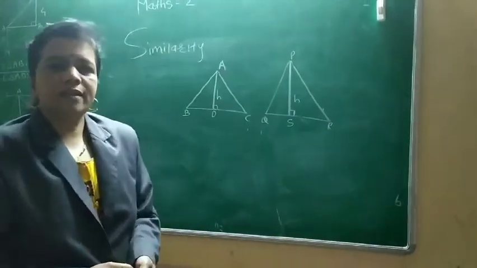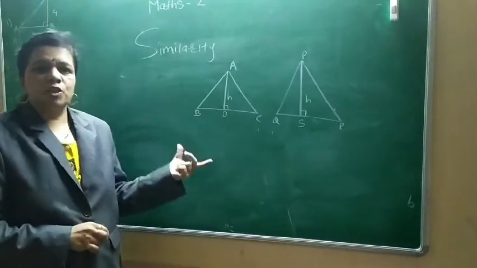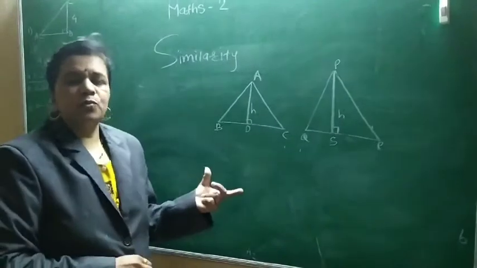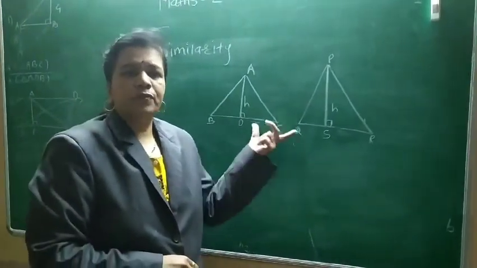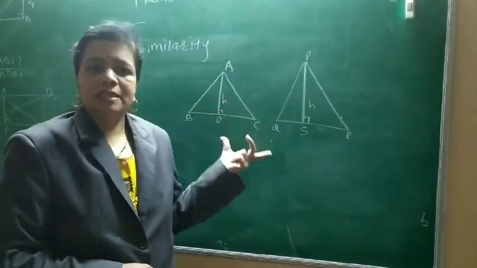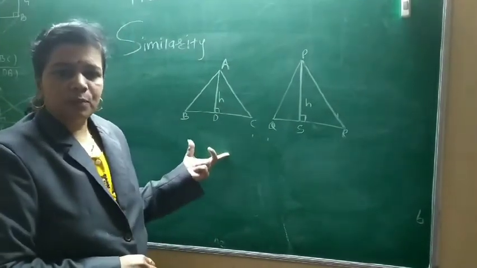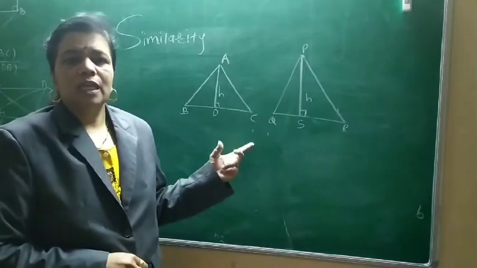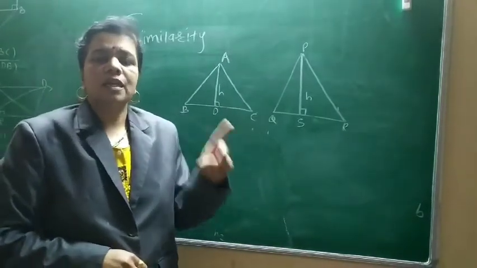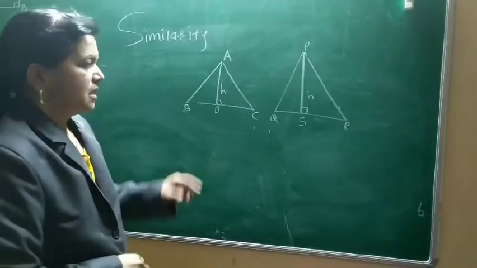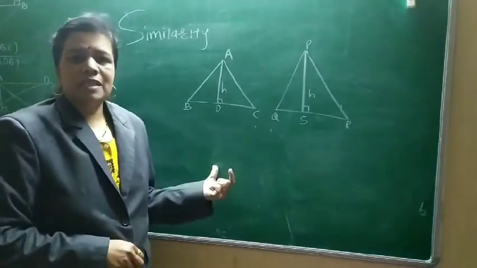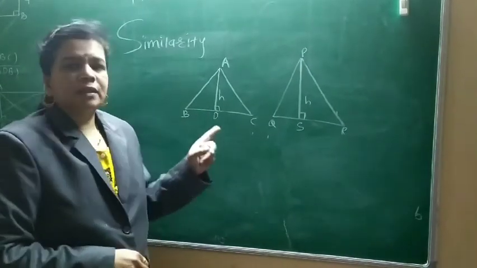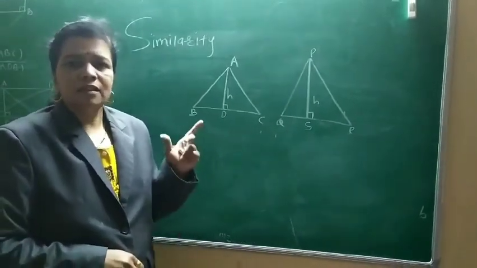Hello students, we have already seen three properties about the ratio of areas of two triangles. First property: the ratio of areas of two triangles is the ratio of the product of their bases and corresponding heights. Second property: if the heights are equal, then the ratio of areas of two triangles is the ratio of their corresponding bases. And third property: if the bases are equal, then the ratio of areas of two triangles is the ratio of their corresponding heights. These are the three properties.